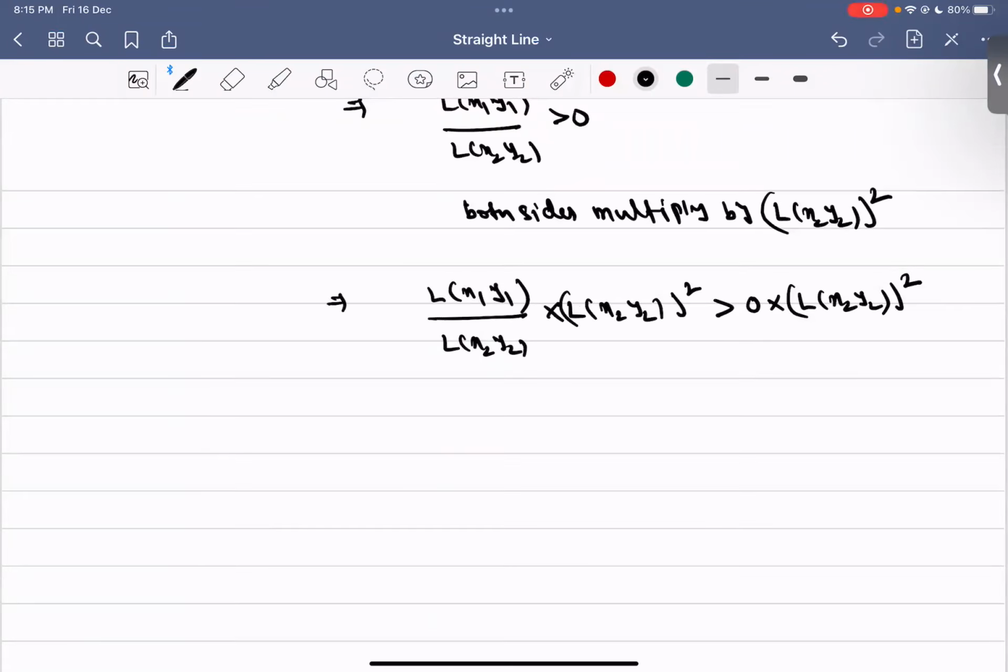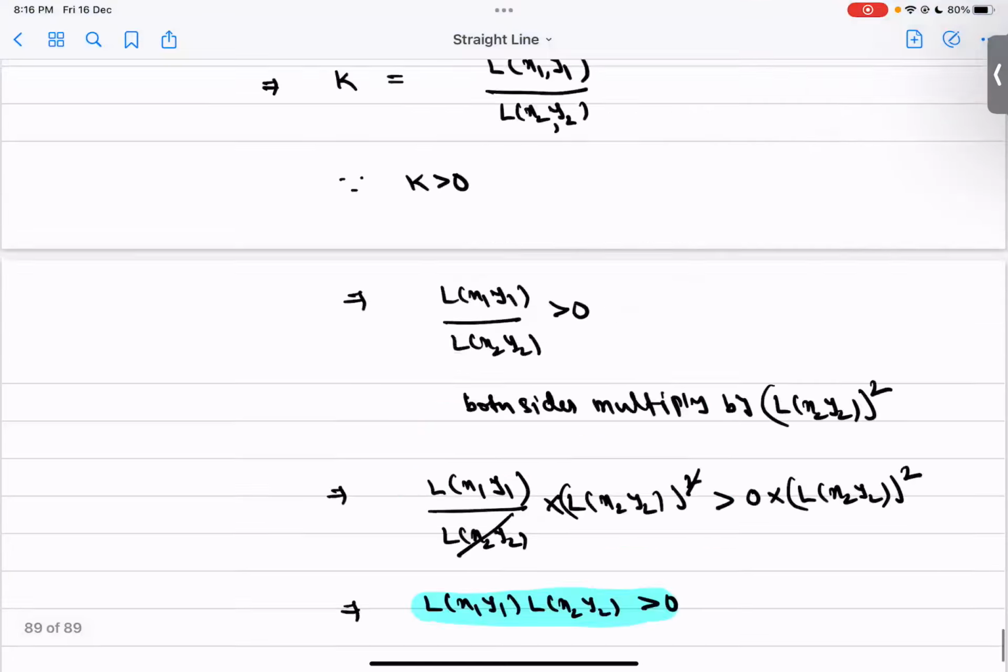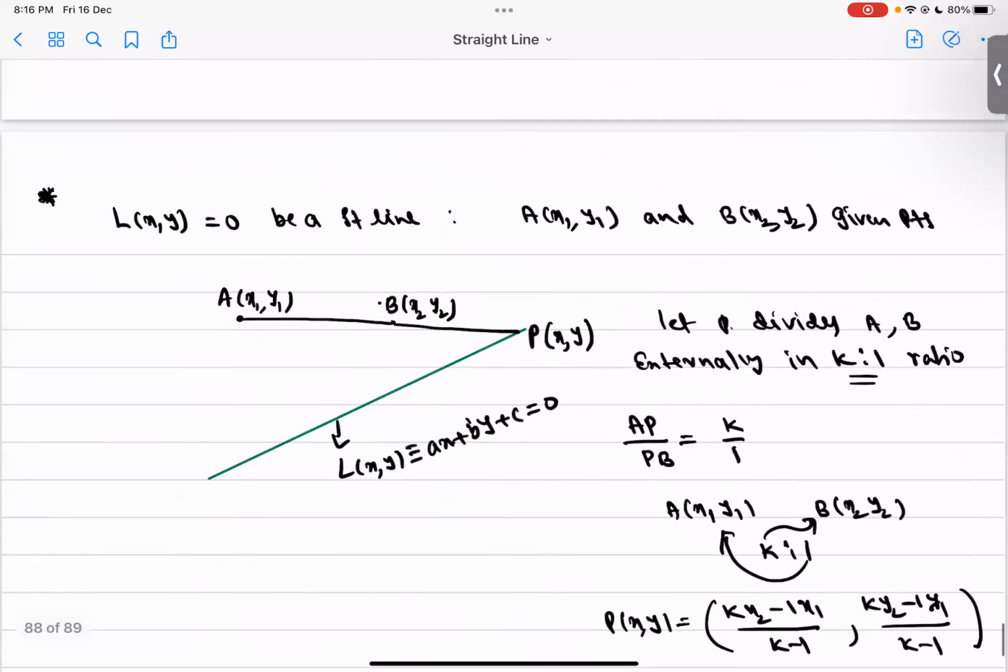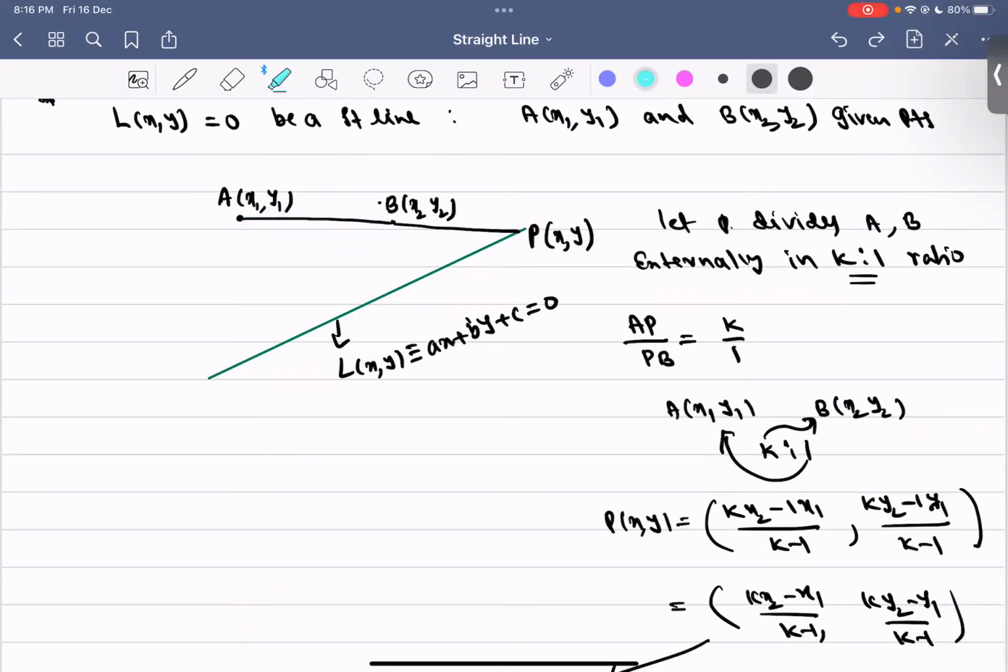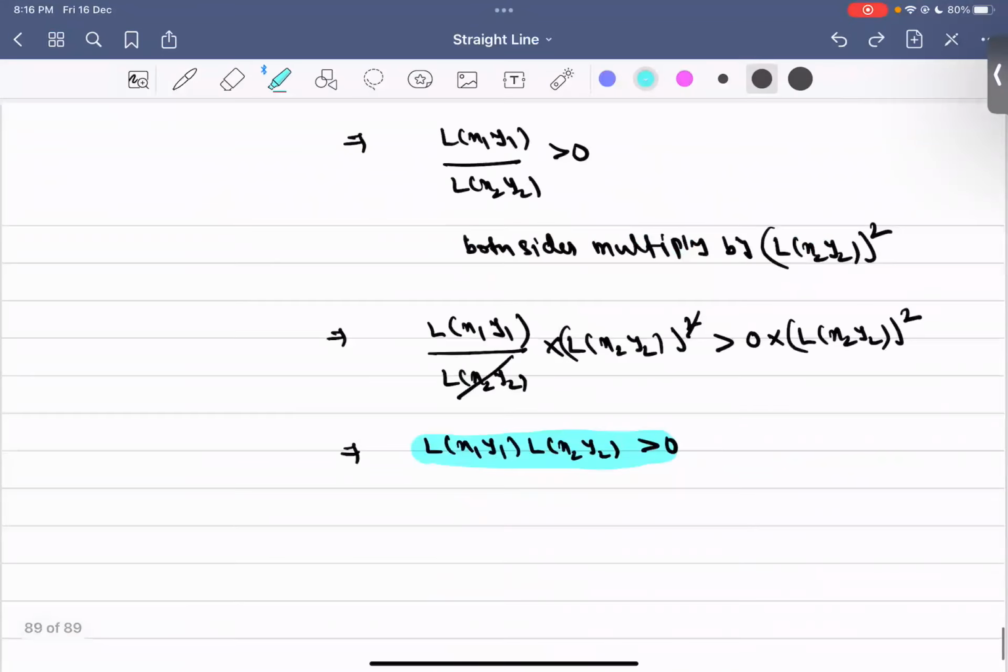So now what happens? This L of x2 y2 one time cancels. This right hand side anyway 0 only. Therefore L of x1 y1 into L of x2 y2 is greater than 0. So this is the condition for the 2 points lie on the same side of the line. If 2 points lie on the same side of the line, then L of x1 y1 into L of x2 y2 is positive. Yes or no? In previous method also we got the same thing. Clear?